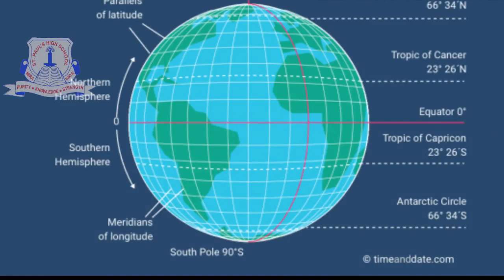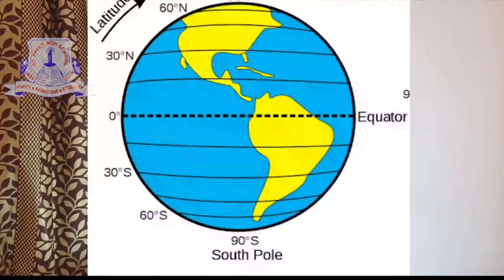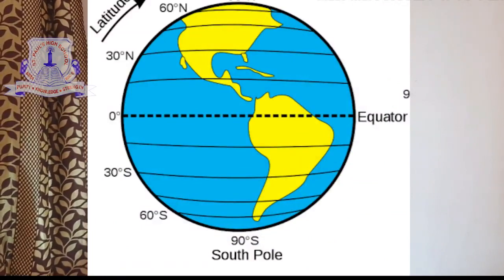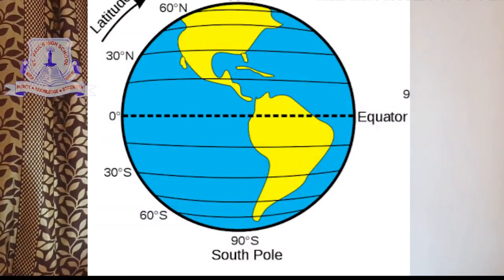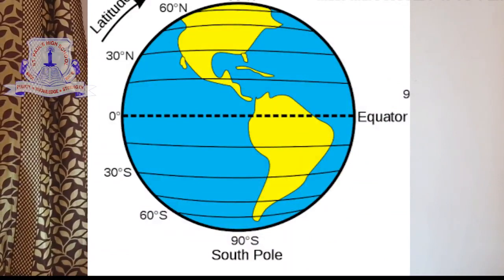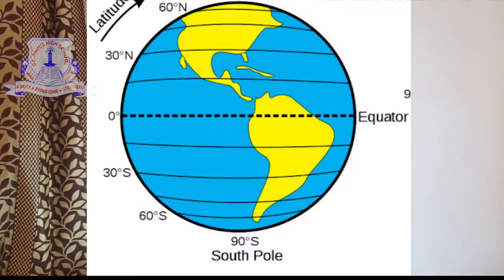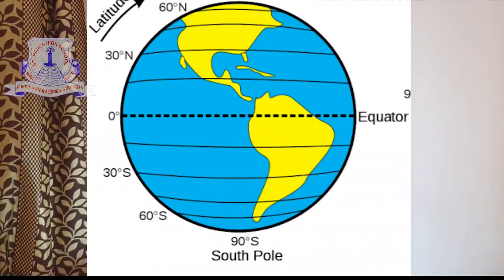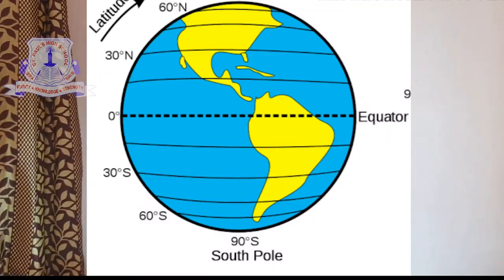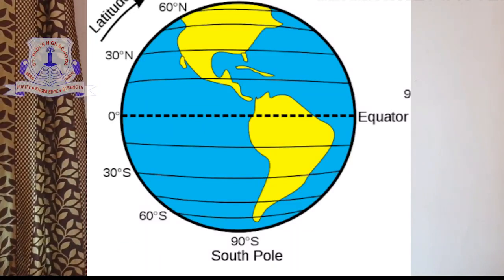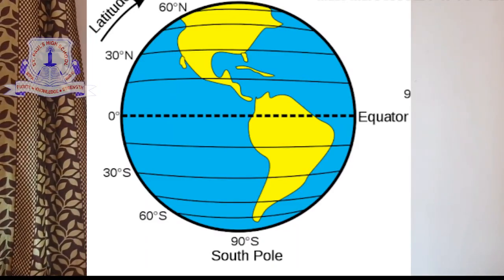While mentioning the value of a parallel, it is necessary to mention whether it is in the northern hemisphere or the southern hemisphere. The parallels from the northern hemisphere are referred as to 5 degree N, that is 5 degree north, 15 degree N, that is 15 degree north, 30 degree N and 50 degree N. Whereas the parallels from the southern hemisphere are referred as to 5 degree south, that is 5 degree S, 15 degree S, that is 15 degrees south, 30 degree S, that is 30 degrees south, and 50 degree S, that is 50 degrees south.